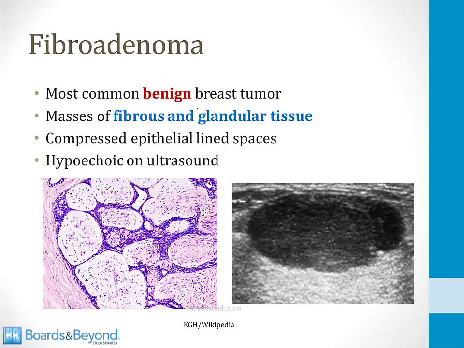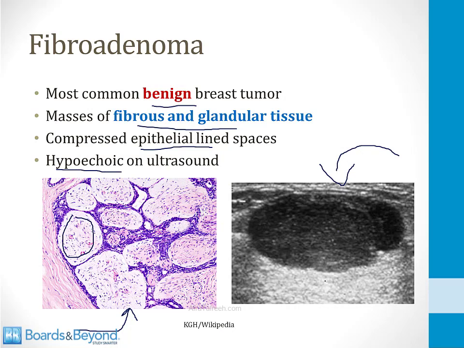Let's start with a fibroadenoma, which is the most common benign breast tumor. Fibroadenomas are made up of masses of fibrous and glandular tissue surrounded by compressed epithelial lined spaces. This is a picture of what one looks like on the screen here. You can see that there are these bundles of fibrous tissue all smushed together. On ultrasound, fibroadenomas look like the picture shown on the bottom right side of the screen here. Note that there is a well-defined mass that is hypoechoic on ultrasound. Hypoechoic means it is darker than the surrounding tissue, but note that it's not completely black like the cyst that we saw earlier.